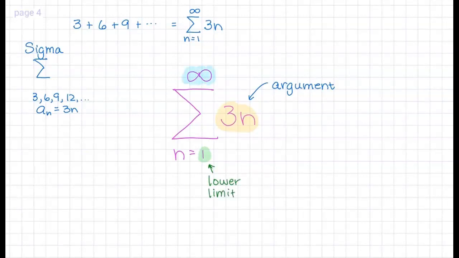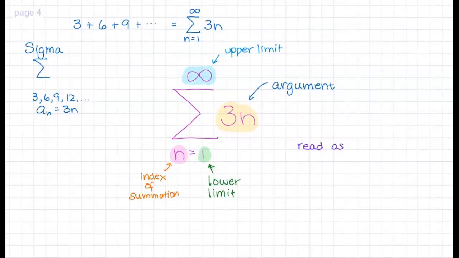This part right here at the top, that's called the upper limit. And then finally we have the variable, and that guy is called the index of summation. And the way you read this is it describes exactly what you do. It's kind of a mouthful to read, but the way you read it is this. It's read as the summation of 3n as n goes from 1 to infinity.